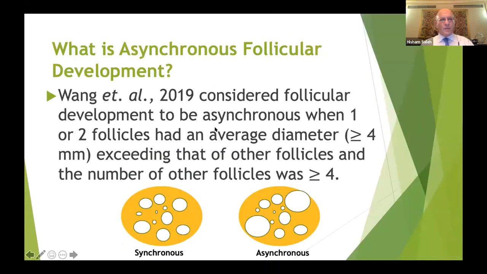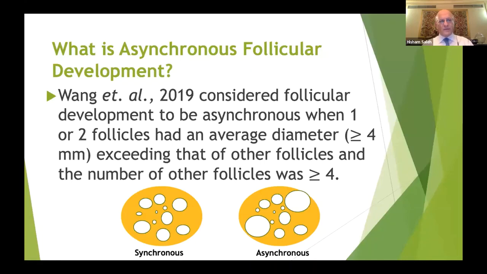Wang et al. considered follicular development to be asynchronous when one or two follicles had an average diameter of 4 or more millimeters exceeding that of the other follicles, and the number of the other follicles was 4 or more. So Wang was more precise in the definition. If you have one or two follicles exceeding the smaller cohort by 4 millimeters, especially if the number of the smaller follicles is significant, that's to say 4 or more, and the difference is 4 millimeters or more, which is more or less equivalent to 2 days or more of stimulation.